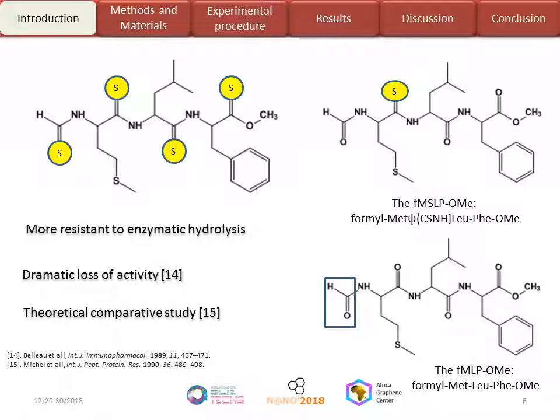The comparative conformational study of the two molecules FMLP and FMSLP showed that the active chemotactic peptide must have the formyl group free of any intramolecular interaction in order to be available for the formation of the complex with the receptor.